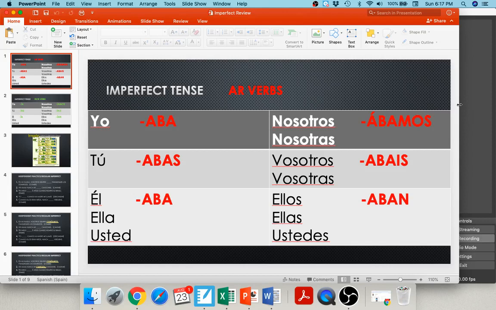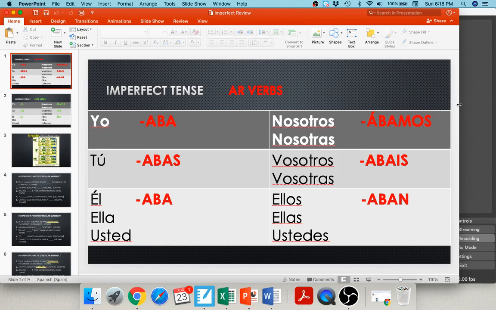I am coming at you today to discuss the imperfect tense. And as you know, in Spanish, there are two past tenses. We have the preterite and we have the imperfect. Now, this video discusses only the imperfect tense. If you would like to have more information about the preterite, there is a separate video on that topic.